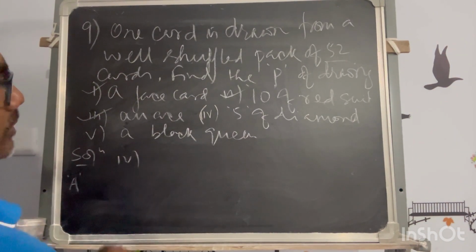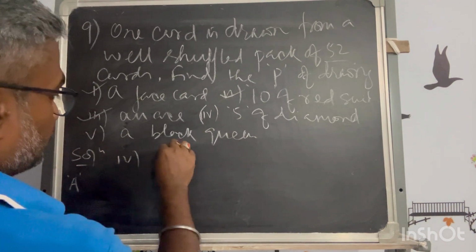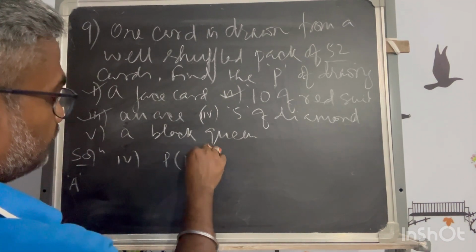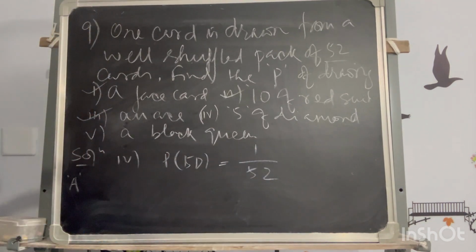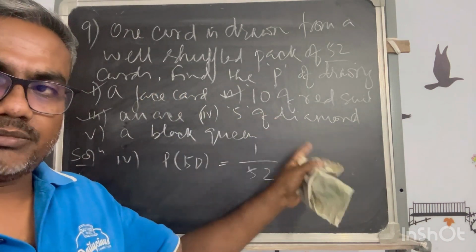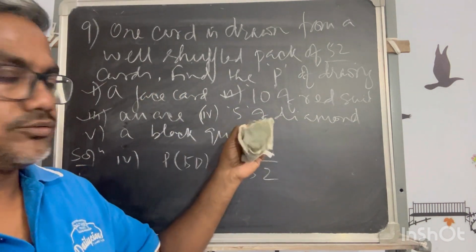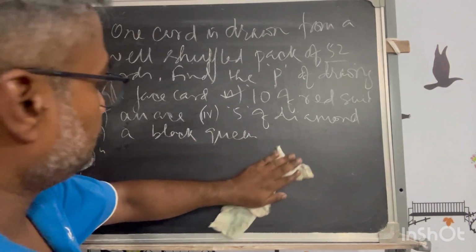Fourth, 5 of diamond. So 5 of diamond is a unique card. So the probability of getting 5 of diamond is 1 upon 52. There is no variant. So 5 is unique for any denomination, and in diamond it will be 1 only. So this is your fourth done.